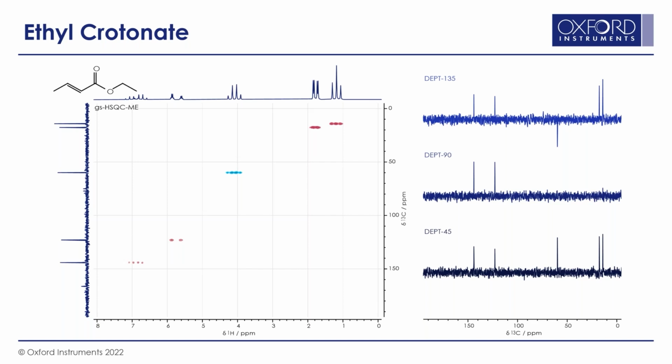In the case of the two-dimensional proton-carbon correlation experiment, which is a multiplicity-edited heteronuclear single quantum coherence, or HSQC, spectrum, the cross peaks identify directly bound carbon and hydrogen atoms, and the phase of those peaks distinguishes methyl and methine groups, in red, from methylene groups, in blue.